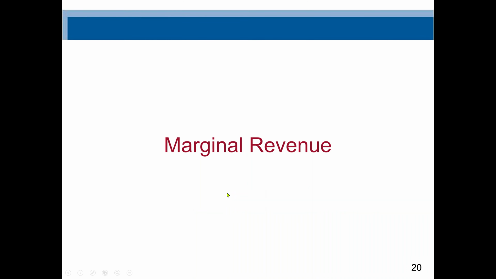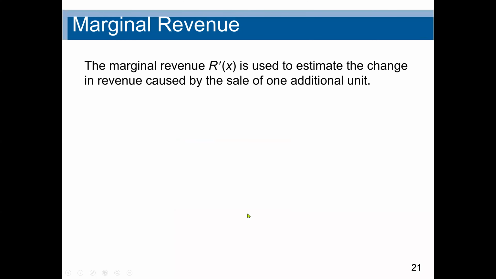So next we move to marginal revenue. And as we said earlier, marginal revenue is the concept of, again, finding the derivative, the rate of change of the revenue. So here we say the marginal revenue is used to estimate the change in revenue caused by sales of 1 additional unit. So kind of rate of change. But the rate of change is based on when you sell more units, not on time.